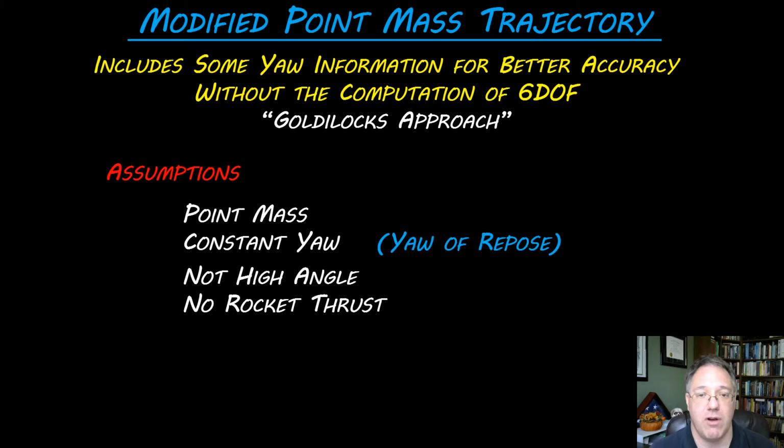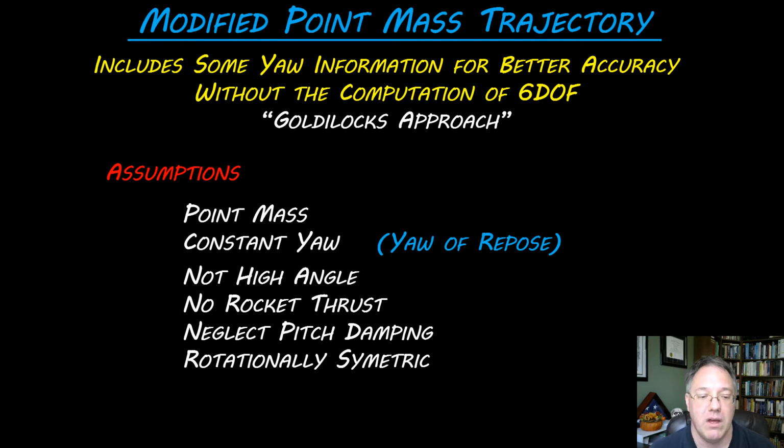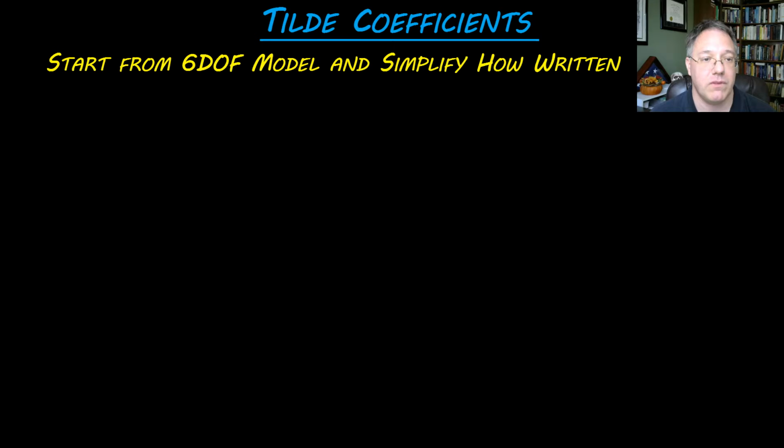There's no rocket thrust involved; we've simplified that out. And we're going to neglect our pitch damping. That's one of the things we are leaving out of this, and it goes along with having a constant yaw through the whole event. We also are dealing only with rotationally symmetric projectiles, and these work for small yaw angles. If we have something with super large yaw angles, if it's going to be flying sideways, that's not going to work with this.